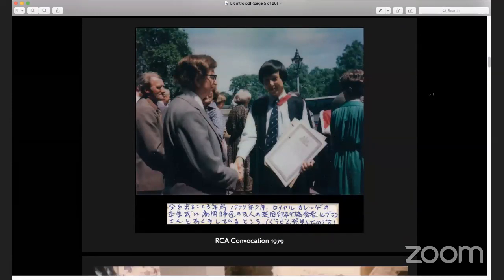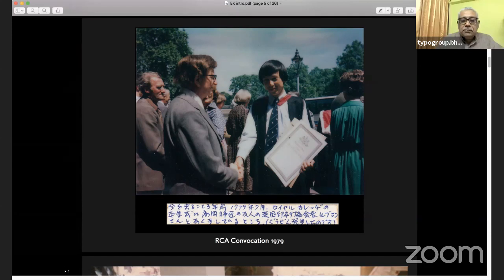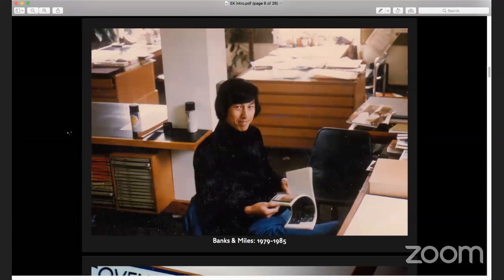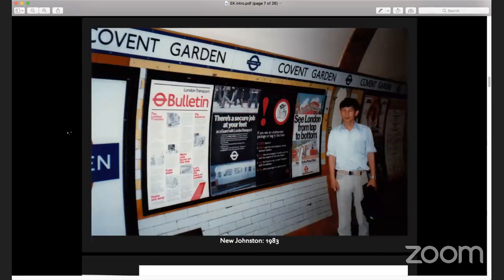Aichi went on to join the Royal College of Art, from where he got a master's degree, and he graduated in 1979. And among the various things he did for his thesis was a study of Edward Johnston's sans serif typefaces, which was great because, next slide, please. On the strength of that, he got employed by a company called Banks and Miles, at the time a very prominent English design company that had just landed itself a very, very interesting assignment to redesign the London Underground typeface, which was originally designed, next slide please, by Edward Johnston.